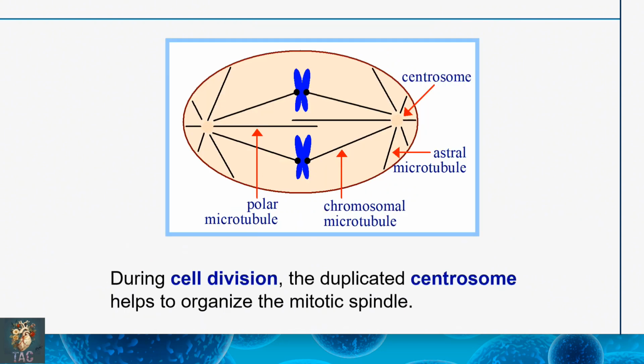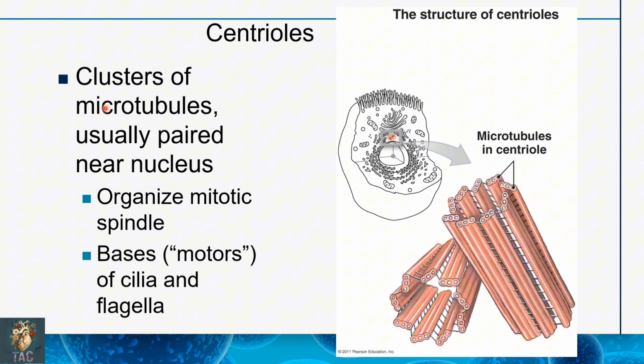Here you can see the mitotic spindles, which are formed by the microtubules. Centrosomes are present, and here you can see the astral microtubules, the chromosomal microtubules and the polar microtubules. These are all formed from the microtubules of the centrioles. So centrioles are basically clusters of microtubules, usually paired near the nucleus. They organize the mitotic spindles. They are the bases, that is, the motors, for the cilia and flagella.